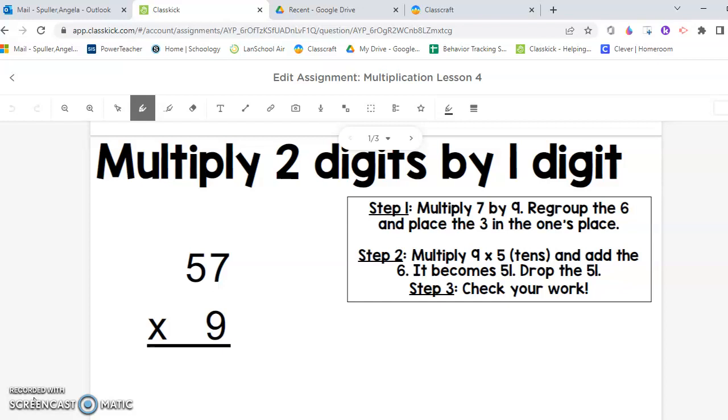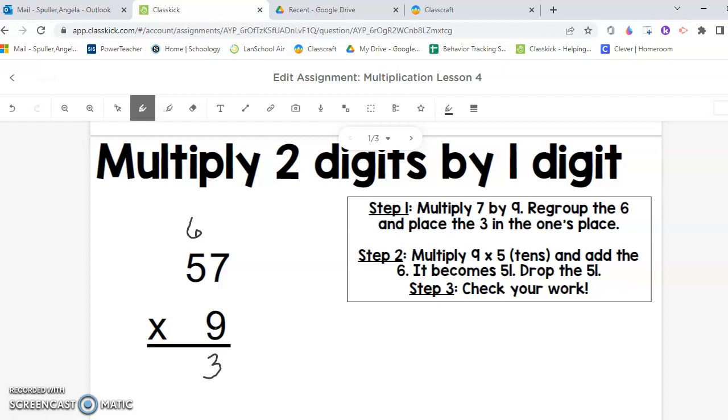All right, multiplying 2 digits by 1 digit. So we're going to look at 57 times 9. Well, step 1 is to multiply 7 by 9. So 9 times 7. Well, I know 9 times 7 is 63. So we're going to take the 6 and regroup it and keep the 3. Okay? Just like you do when you add.